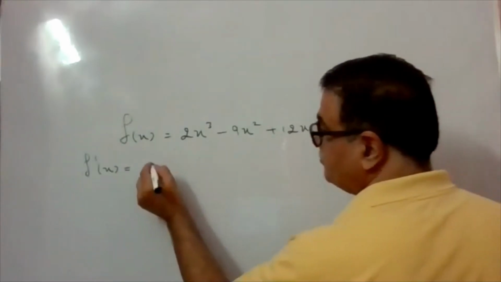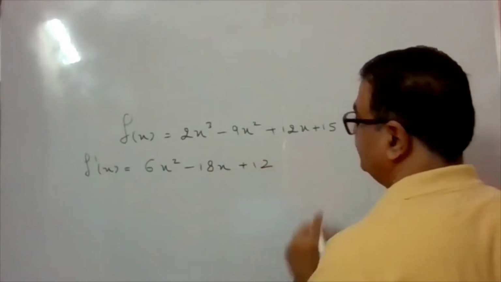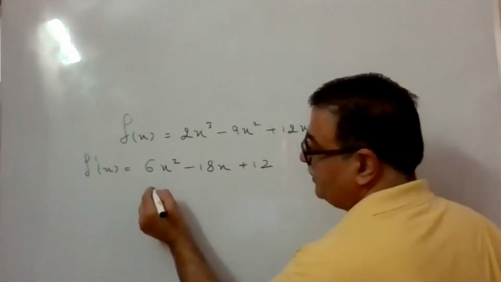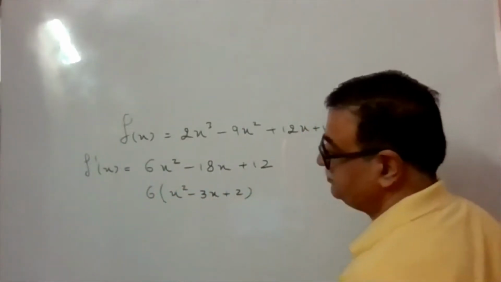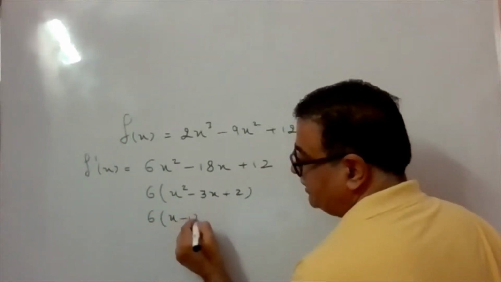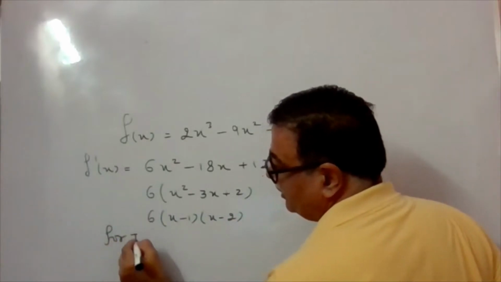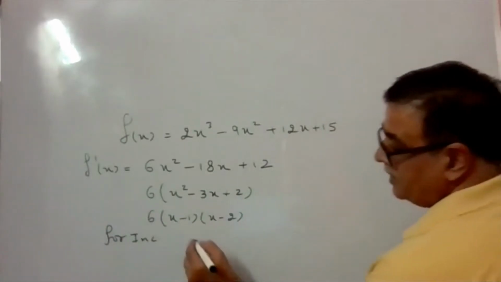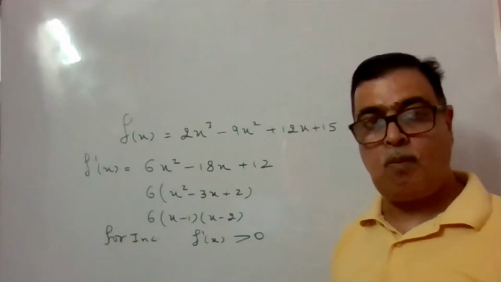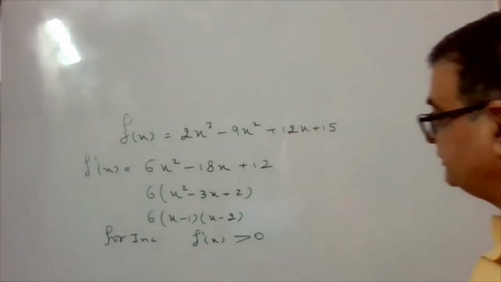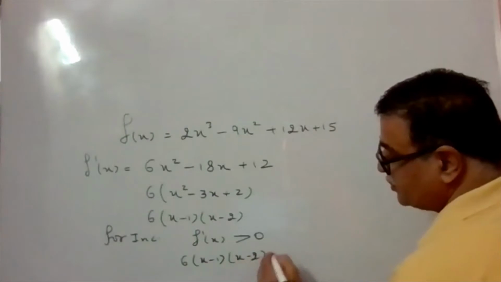f dash x, what will it come? 2 3s are 6 x square minus 18x plus 12. 6 will be common, left is x square minus 3x plus 2, or it will come out to be (x minus 1) into (x minus 2). Then we should say for increasing, f dash x has to be greater than 0, right? That means 6 times (x minus 1) into (x minus 2) is greater than 0.